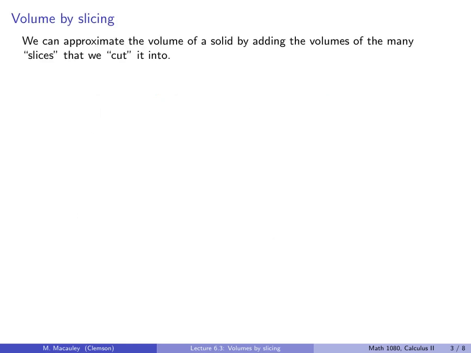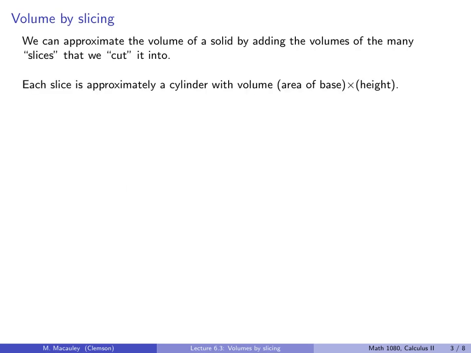Okay, so the first topic is volume by slicing, and the idea is that if we have some big three-dimensional region in space, we can take a machete and just chop it into pieces, parallel slices, and just add up the volume of each of those slices. And each slice is approximately a cylinder, as we will see, whose volume is the area of the base times the height. Okay, so let's do an example.